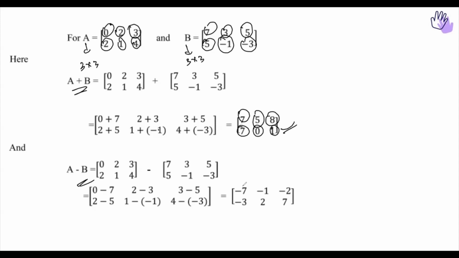So 0 minus 7, minus 7. 2 minus 3, minus 1. 3 minus 5, minus 2. 5 minus 2, 3. 1 minus of minus 1, 2. 4 minus of minus 3, 7, right? So this is the value of A minus B.